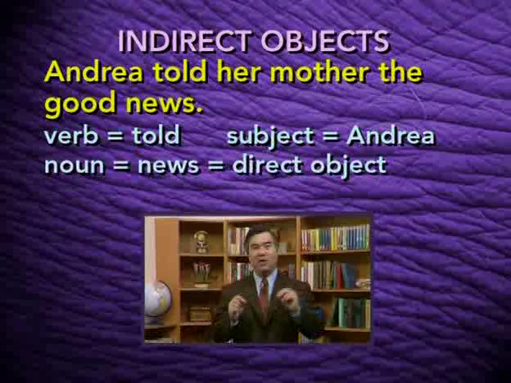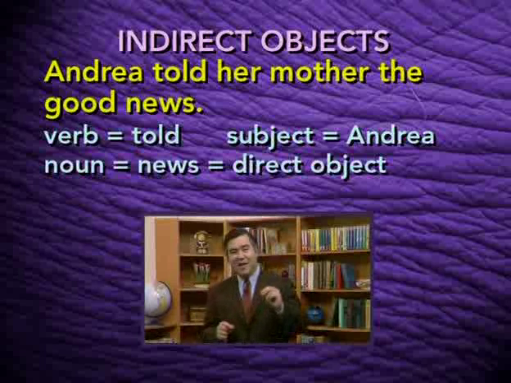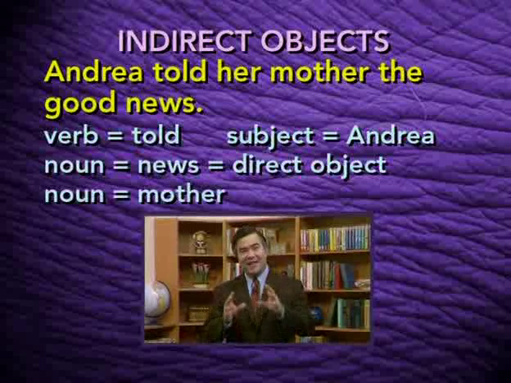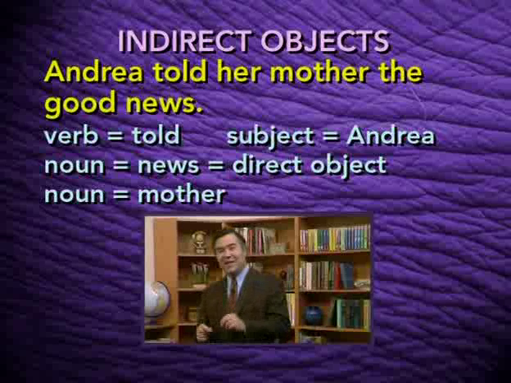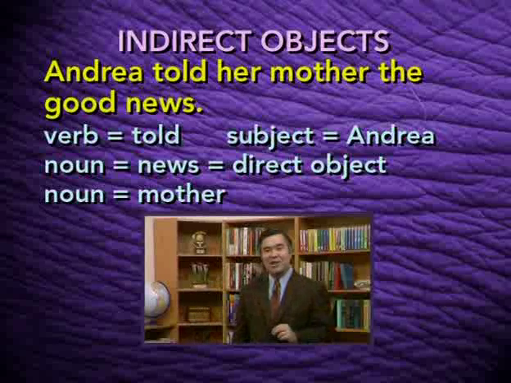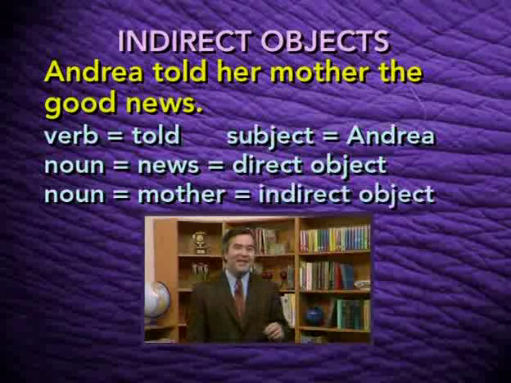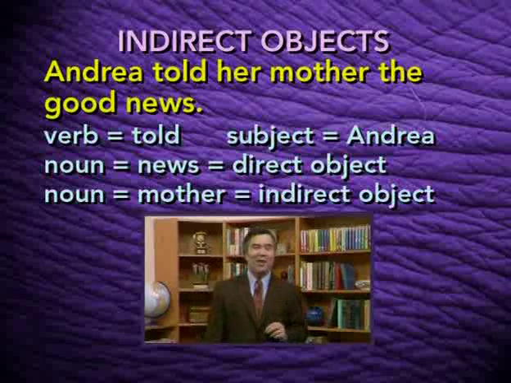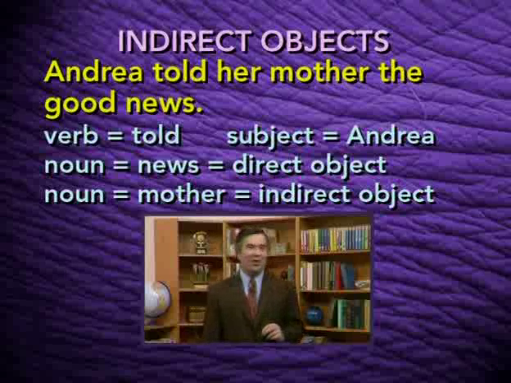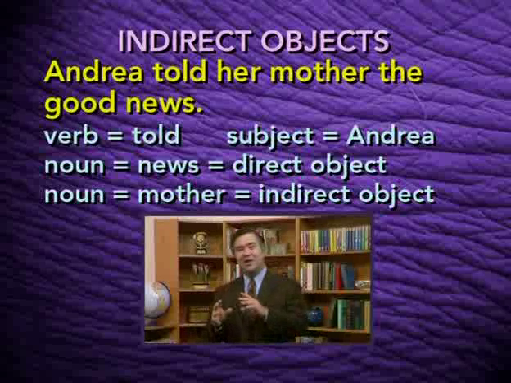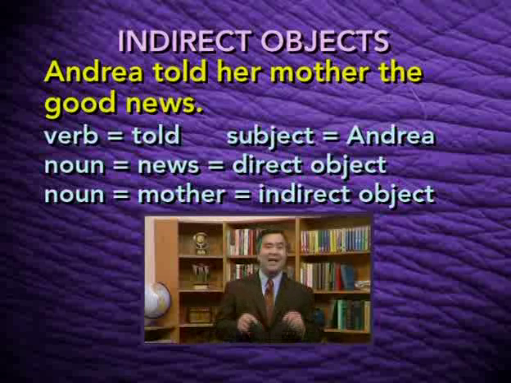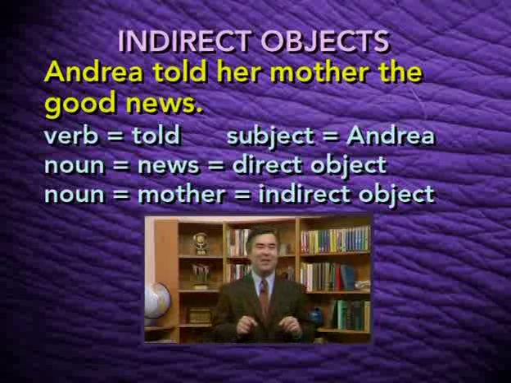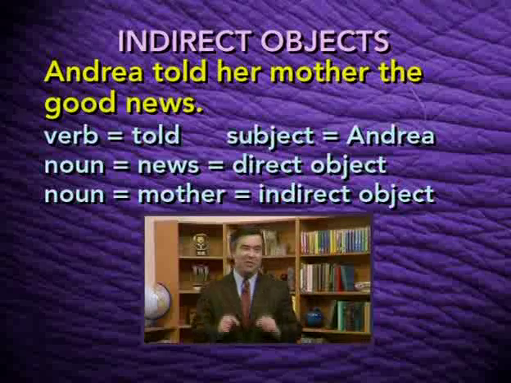That's what Andrea told. However, we notice there's another noun, her mother. That phrase has been stuck in between the direct object and the verb. What role does her mother play? Her mother is the indirect object. That answers the question, to whom Andrea told the good news. So the direct object is news, that's what Andrea told, and her mother is the indirect object. That's the person to whom the news was told. So you notice that a specific type of transitive verb is necessary to make an indirect object make sense.